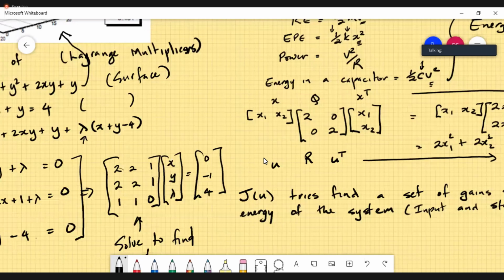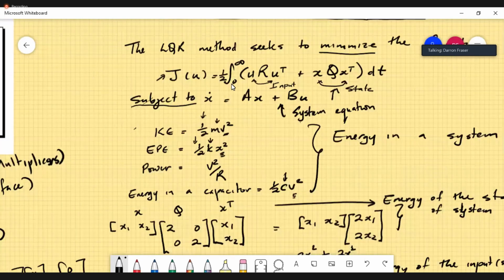So the basic thing is to understand what it is that we are trying to do. We're trying to minimize the energy of the state, and the minimization that we're going to do is going to be subject to the constraint. It has to obey the system equation, Ax plus Bu, which is the system equation that describes the system, the input-output relationship, or the state-input relationship. So we're trying to minimize that, and we would use Lagrange multipliers.